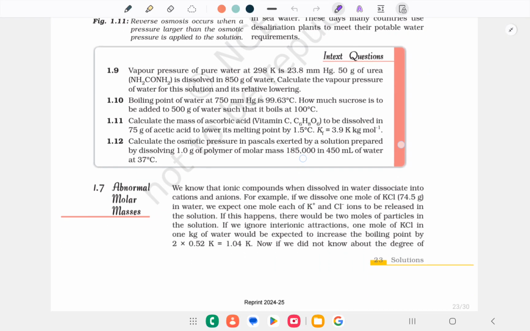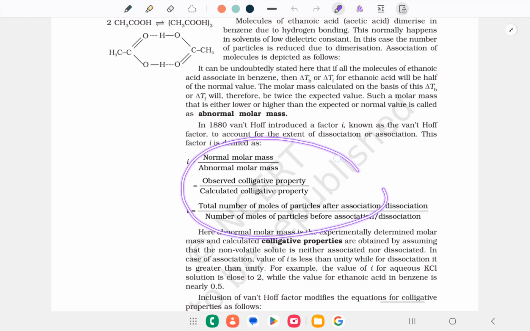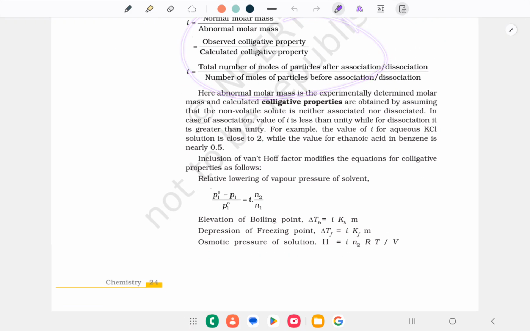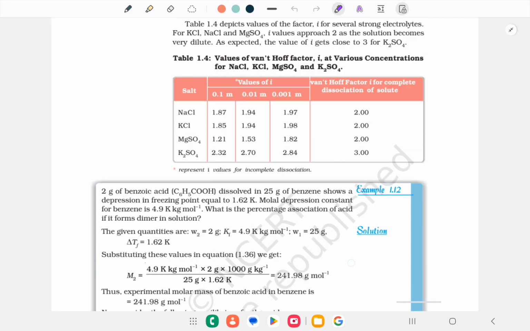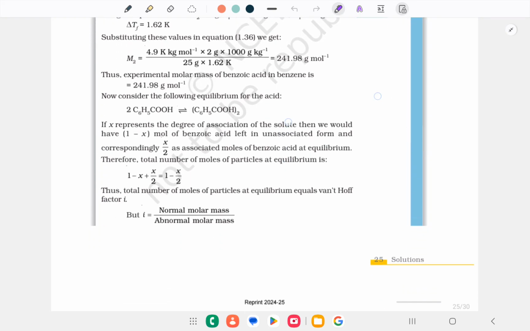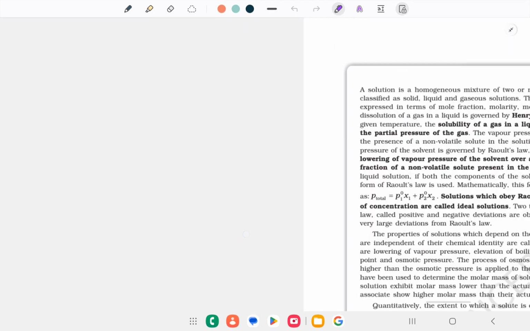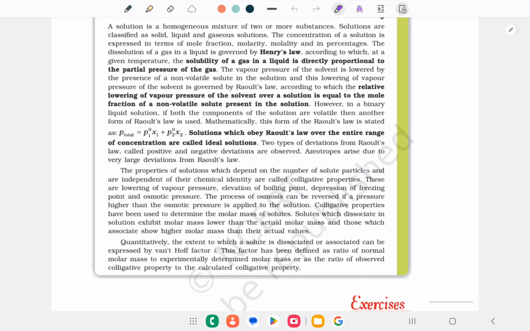And then questions are provided, abnormal molar mass and the equations, and the modified colligative properties and their formulas, and the example questions. And the summary. You give a quick reading to the summary because it is also very important and some key points will be there.